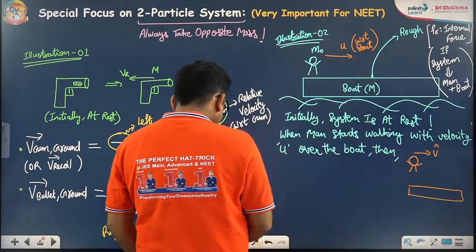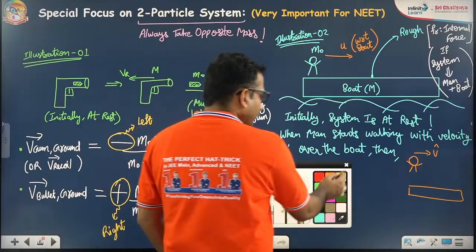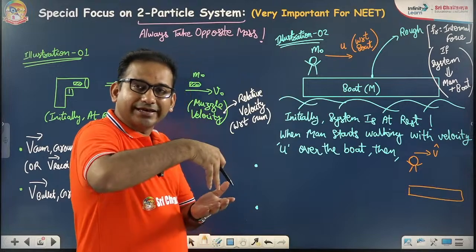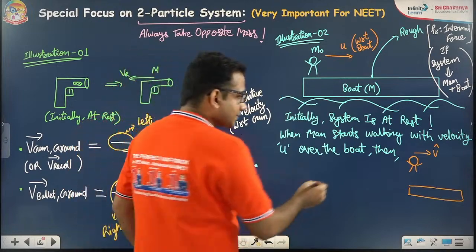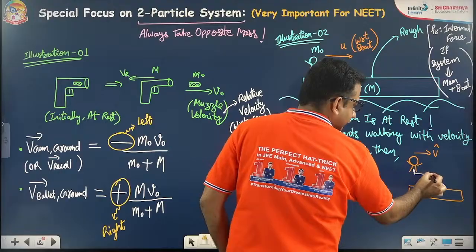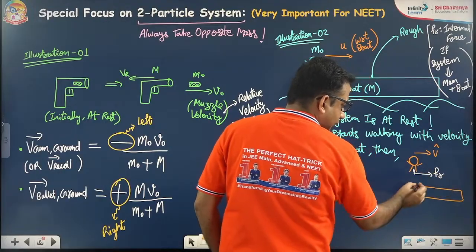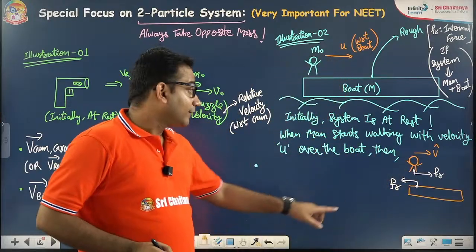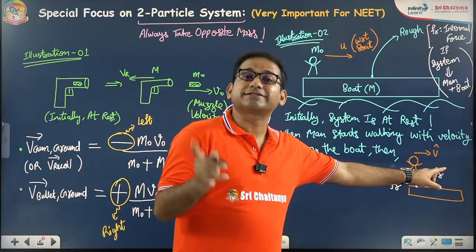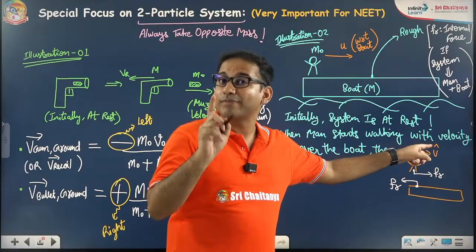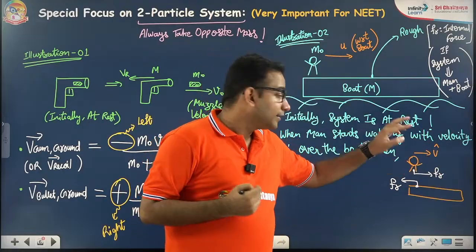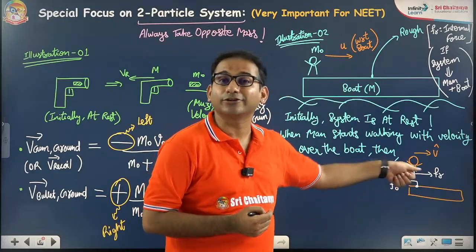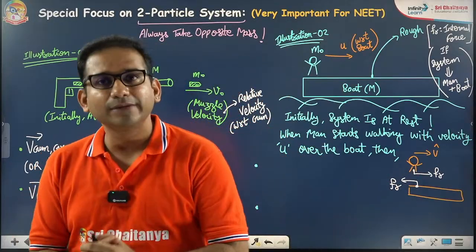So why is it happening? Because if the man wants to walk forward, his legs, shoes will be moving backwards. So friction on his feet will be in the forward direction, and friction over the surface of the boat will be in the backward direction. Once again, I am telling you, this friction is an external force acting on the man. So the man's momentum will be changed. The same friction's reaction, this lower friction, is the external force acting on the boat. So the boat's momentum will be changing.